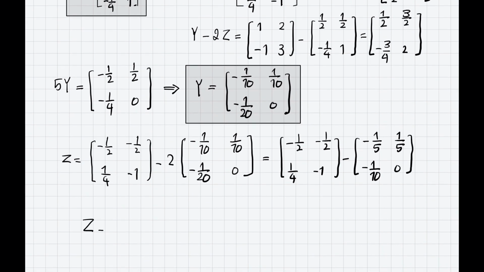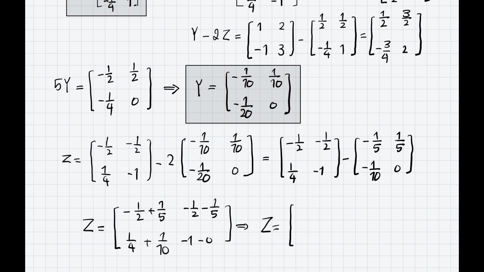So my matrix Z that I was looking for is minus a half plus 1 over 5. So let me write it here. Minus a half plus 1 over 5. The other one is minus a half minus 1 over 5. 1 over 4 plus 1 over 10. And then minus 1 minus 0. So if I want to simplify this, this becomes 3 over 10. The next one is minus 7 over 10.